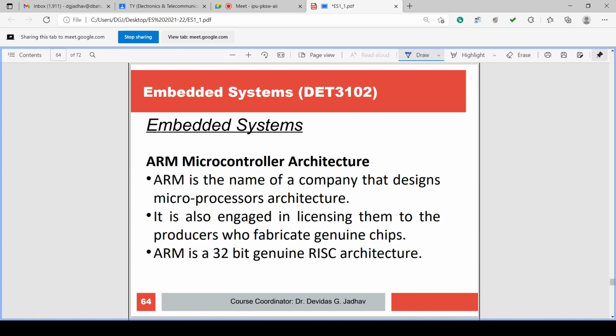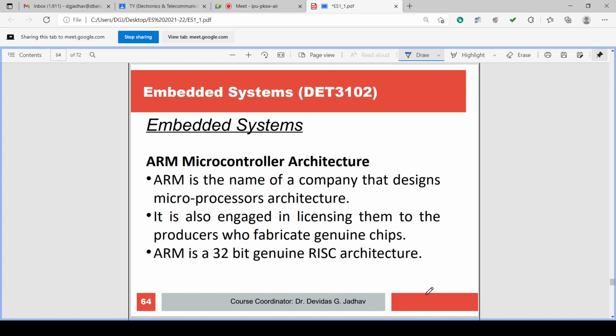ATML chips are used in our Arduino board also. In case of open source software and hardware, we have seen the Arduino boards, isn't it? In these Arduino boards, the ATML 328 IC is used. So this is about the ATML.